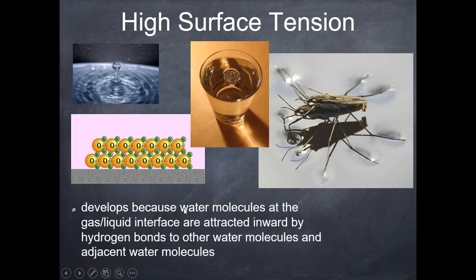So the high surface tension develops because water molecules at the gas and liquid interface are attracted inward by hydrogen bonds to other water molecules and to those adjacent water molecules. So the hydrogen bonds are holding the water together. So they are resisting letting that other object, like the coin or the bugs, into the water.